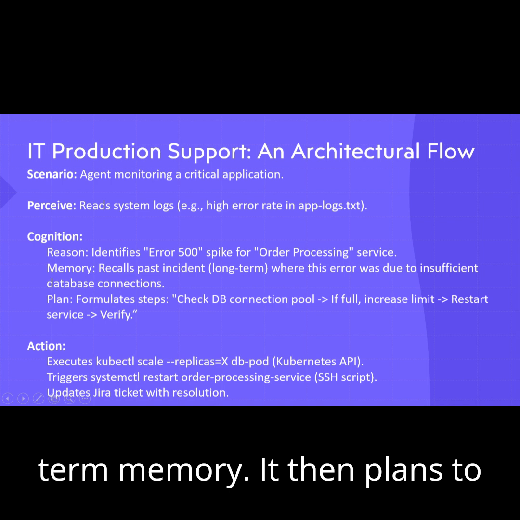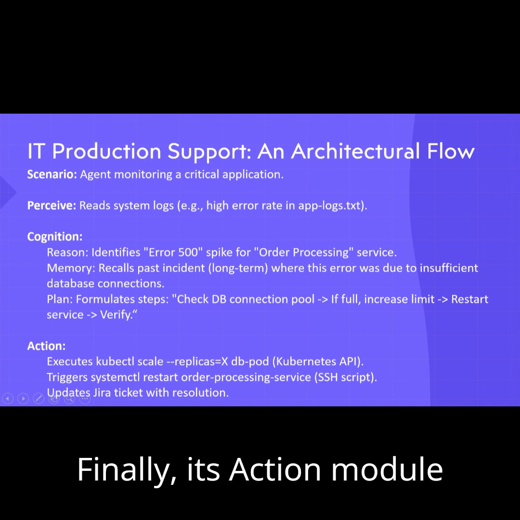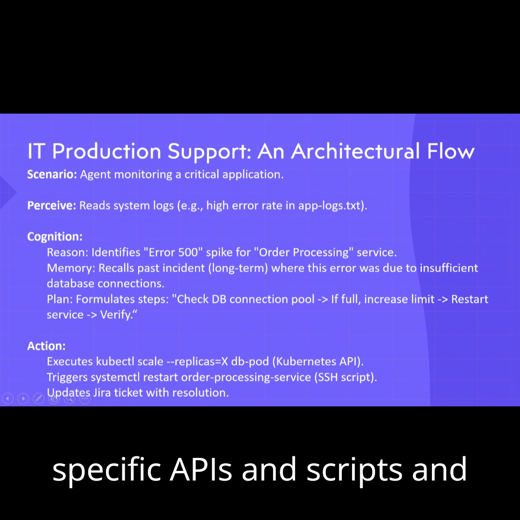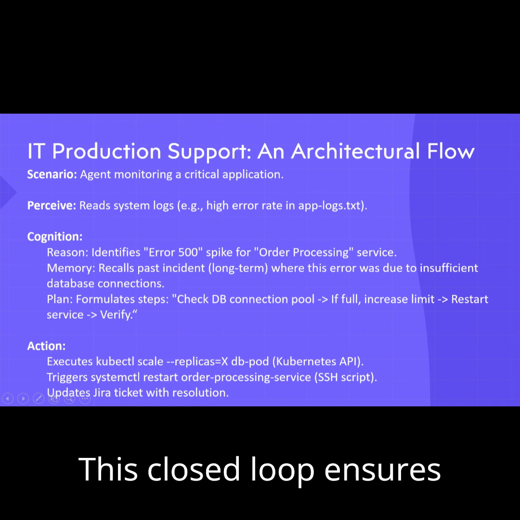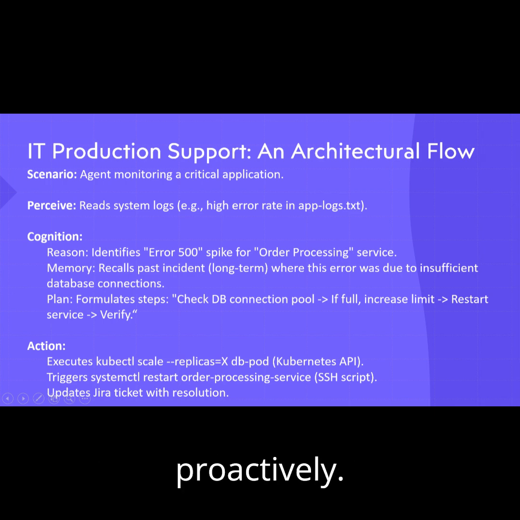It then plans to increase the connection limit and restart the service. Finally, its action module executes these steps using specific APIs and scripts and updates the incident in Jira. This closed loop ensures problems are not just detected, but resolved proactively.